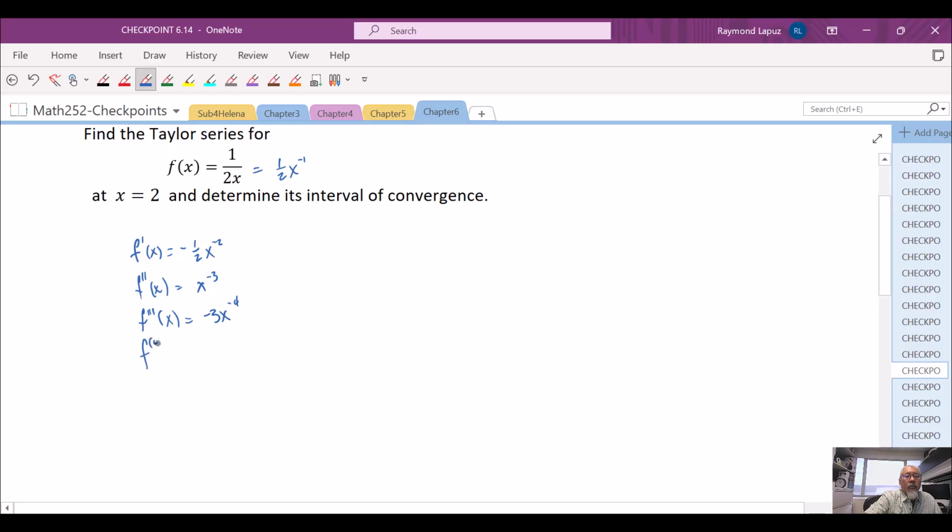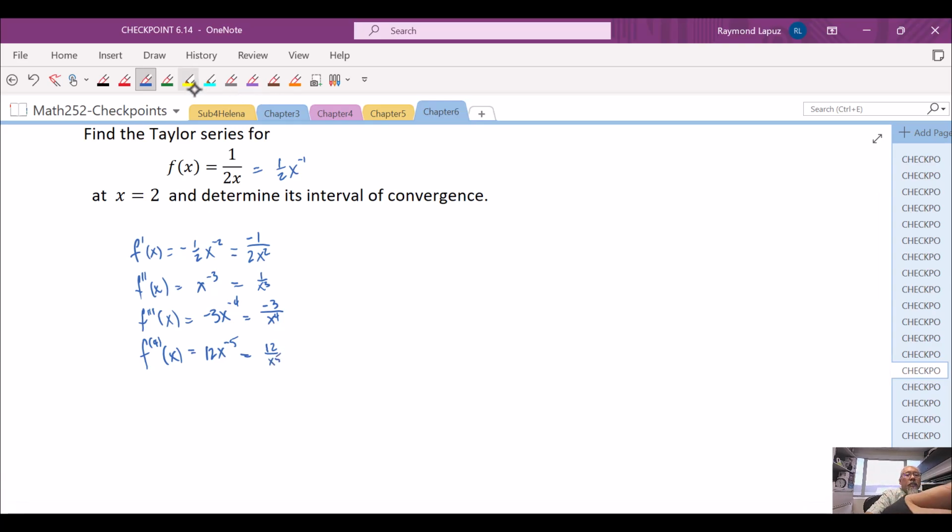The fourth derivative, and by the time you get to 4 derivatives, instead of writing 4 primes, you just put 4 in parentheses to denote your fourth derivative, and this will be a positive 12x to the negative 5th power. Just for the sake of being able to evaluate, I want to make it look a little bit nicer. This is a negative 1 over 2x squared in the denominator. This is 1 over x cubed. The next one is going to be a negative 3 over x to the 4th. And then the last one will be positive 12 over x to the 5th power.